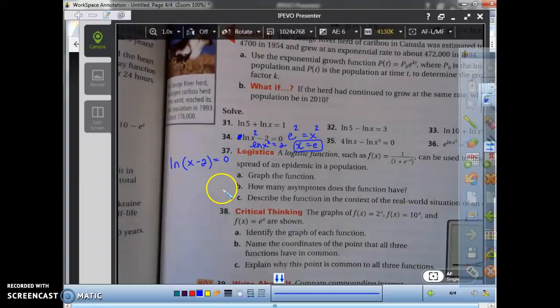That problem, how would I do it? I would go right in and rewrite it as an exponential with my base of e. So it'd be e to the 0 is equal to x minus 2. e to the 0 is 1. Add 2.